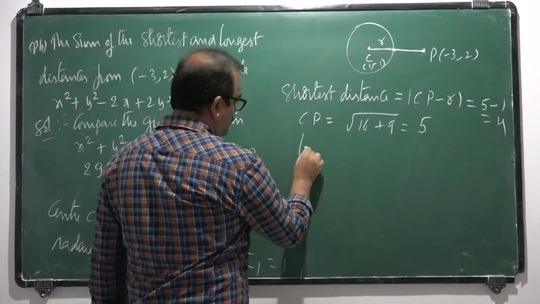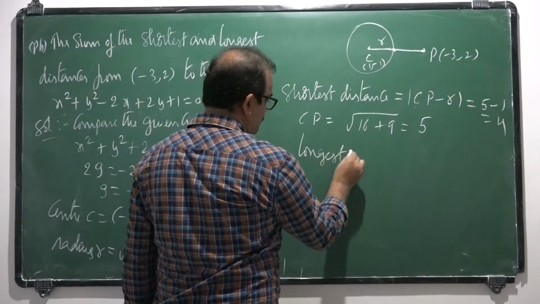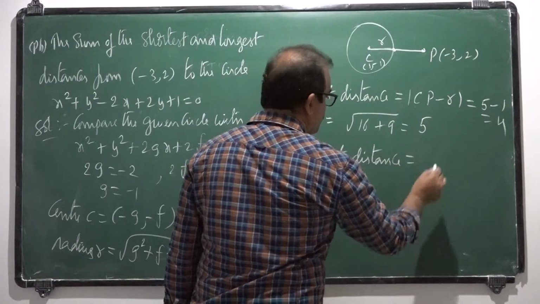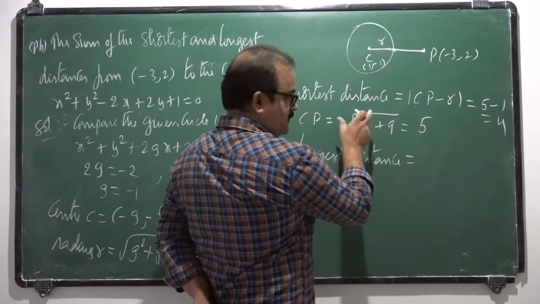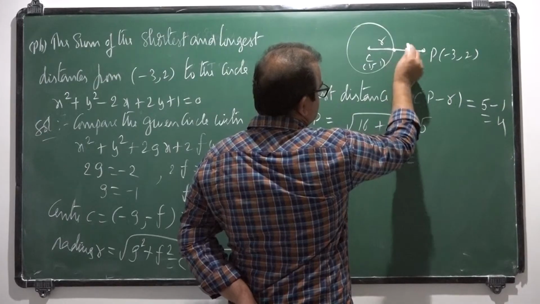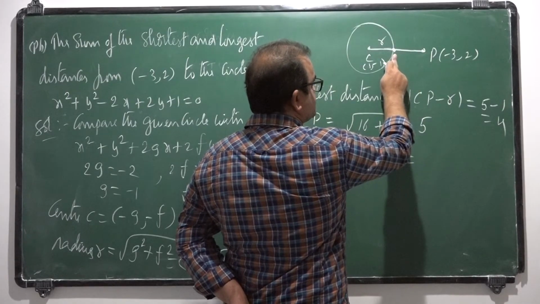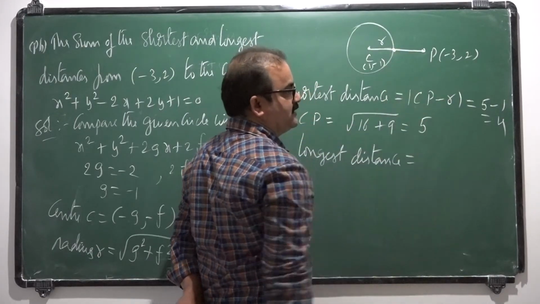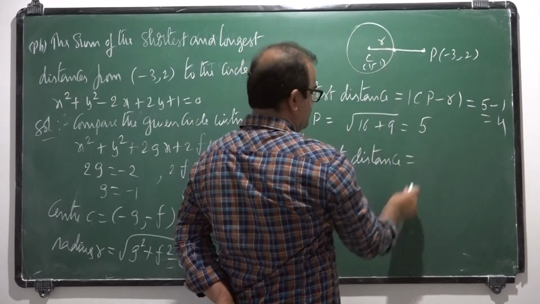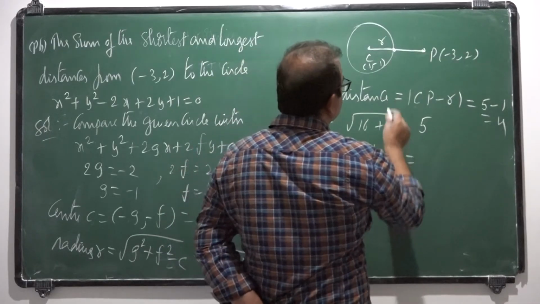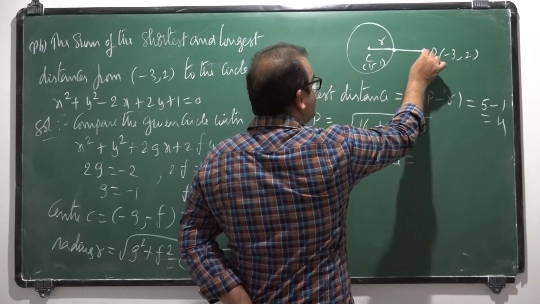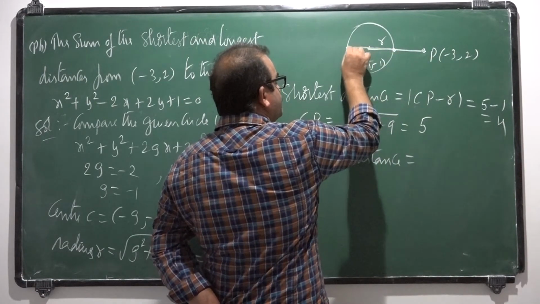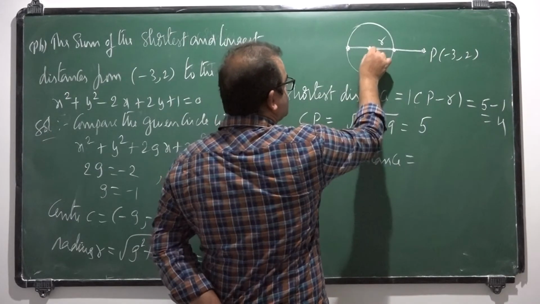Next, longest distance. Here you listen to the concept clearly. Shortest distance means it is the distance from point P to the nearer point on the circle. This is the nearer point on the circle. Longest distance means the distance of the point P from the farthest point on the circle. This is the farthest point on the circle.